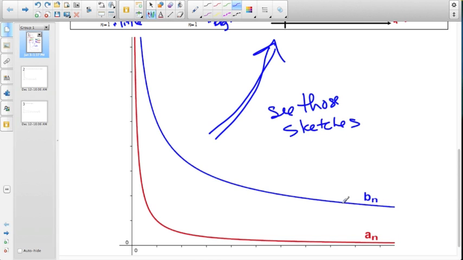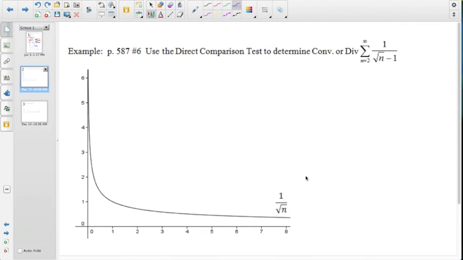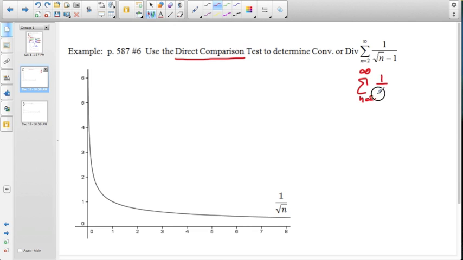So we won't really need this picture at all. When we use the direct comparison, what we're saying is we're really taking what we have and rewriting it to make it look simpler and to make it fit into something we already know. For instance, we look at the series here and say, gee, it would be awfully nice if this minus 1 weren't here, because then we would have something that looks like 1 over the square root of n.